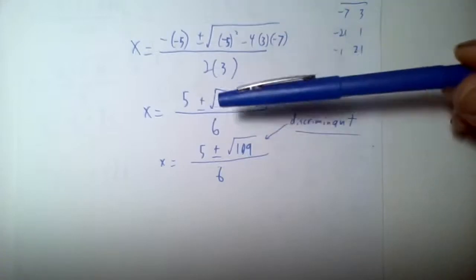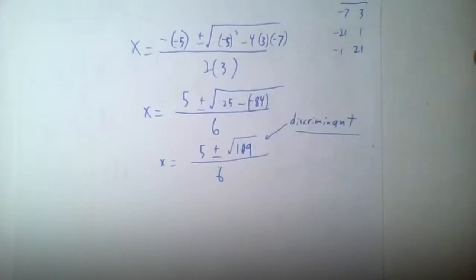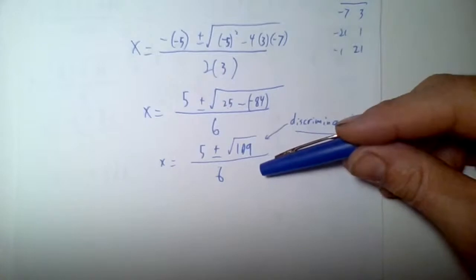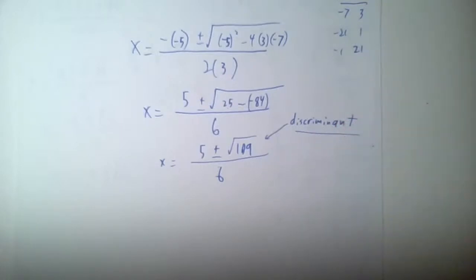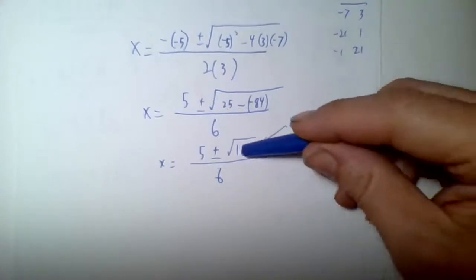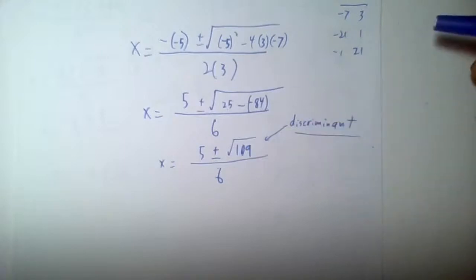If we get a perfect square number, this will come out nice rational numbers. If we get a negative, we've seen that means we end up with complex numbers. In this case, it's not a perfect square, but it's positive, so we're just going to get irrational numbers, numbers with radical. We're stuck with the radical.